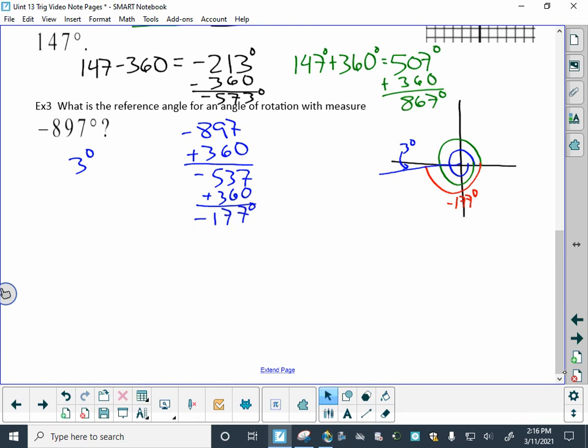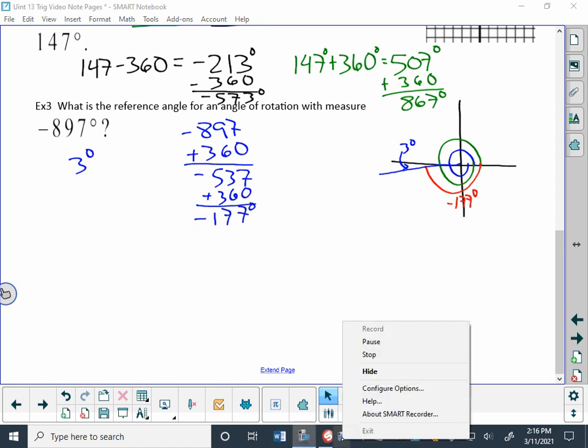All right, that is the bulk of the information on angles of rotation. Hopefully the extra demonstrations helped with the understanding there.